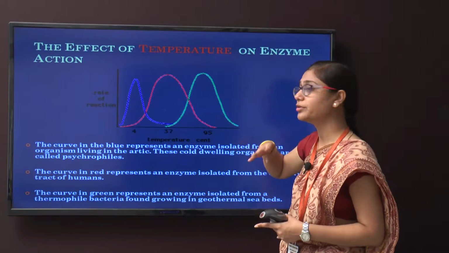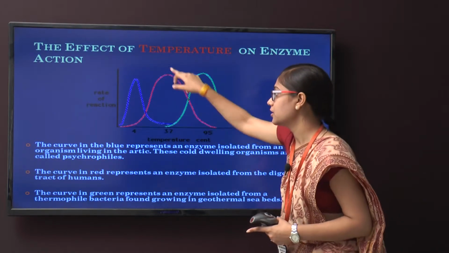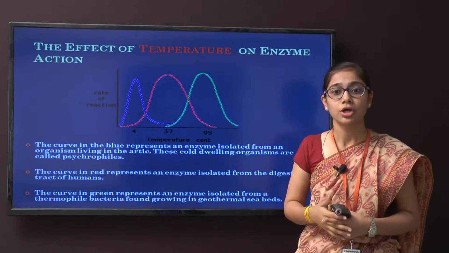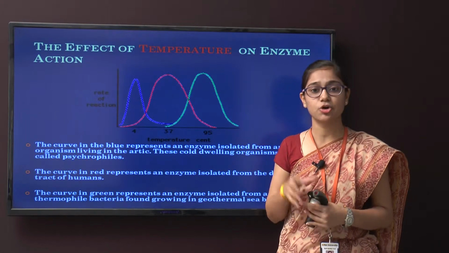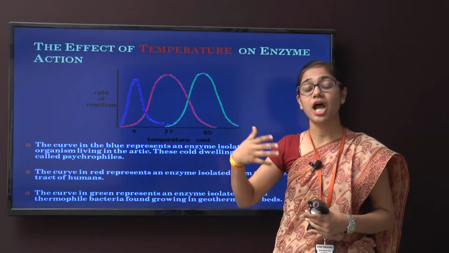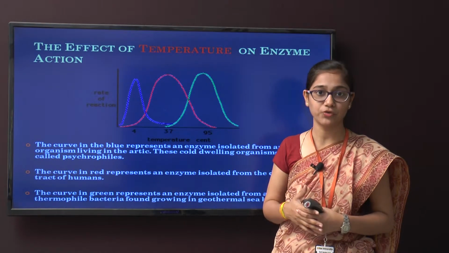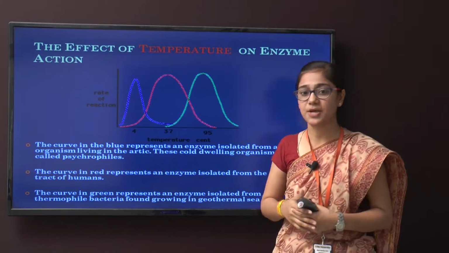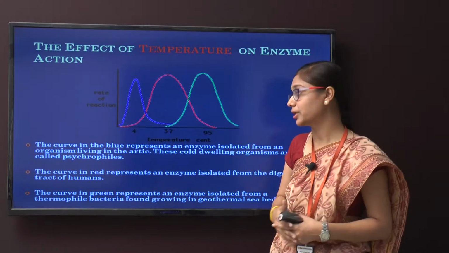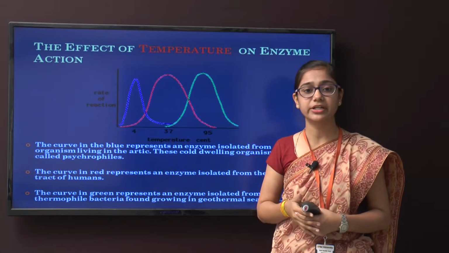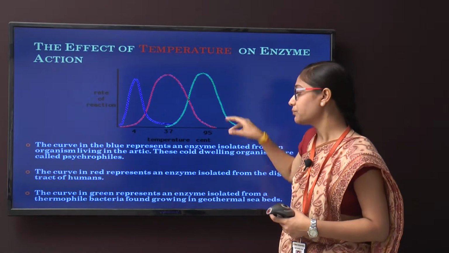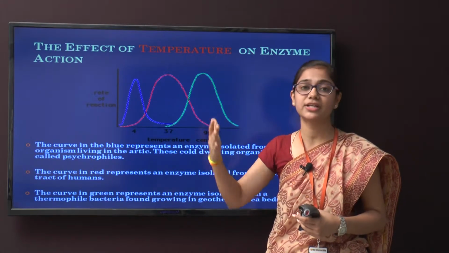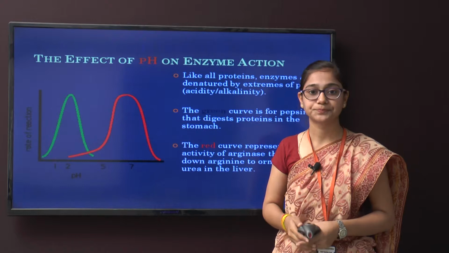Here there are diagrams with different curves. The curve in blue is for an enzyme isolated from an organism that lives in the habitat of a cold area, that is the psychrophiles. Next, the curve in red is an enzyme isolated from the digestive tract of the human, that means at 37 degrees Celsius, and the curve in green is for organisms that grow in an area with a very high temperature, that is thermophiles.